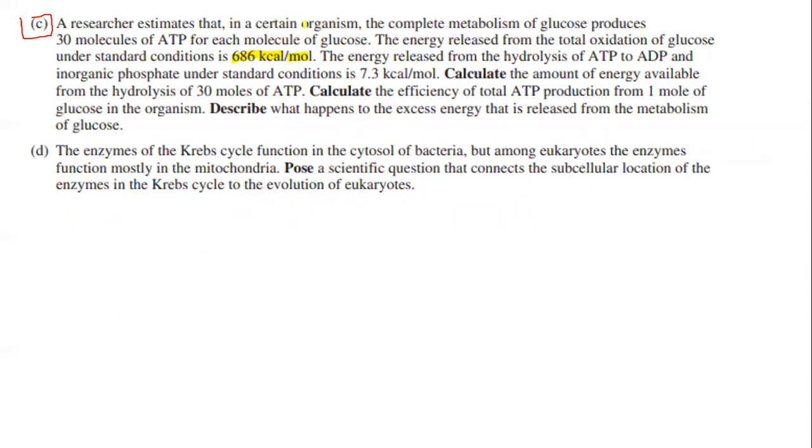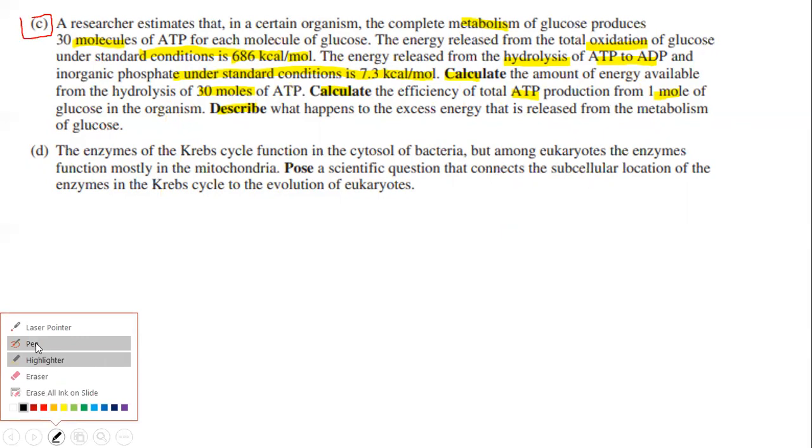So a researcher estimates that the complete metabolism of glucose produces 30 molecules of ATP for each molecule of glucose. The energy released from the total oxidation of glucose under standard conditions is 686 kilocalories per mole. The energy released from the hydrolysis of ATP to ADP and an inorganic phosphate is 7.3 kilocalories per mole. So it wants you to calculate the amount of energy available from the hydrolysis of 30 moles of ATP, calculate the efficiency of total ATP production of 1 mole of glucose in the organism, and describe what happens to the excess energy. This one has a lot going on, but when you take a step back and analyze it, it's not too terrible. So let's try our best and make this make sense.